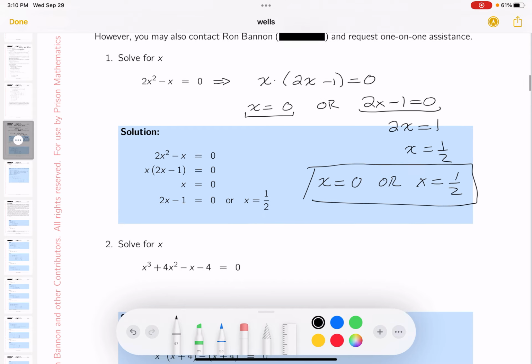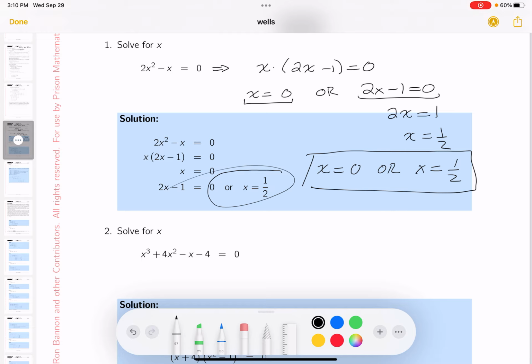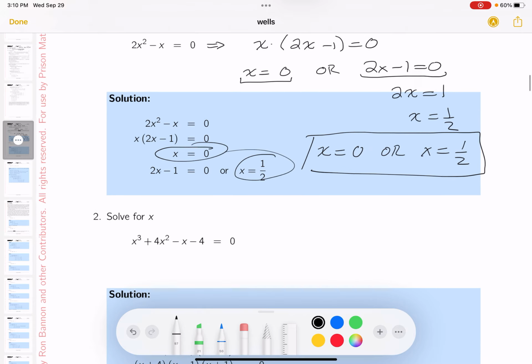All right, look at the key. Make sure you're staring at that. And we are seeing this right over here. Okay? Let's go to the next one. I'm sorry, I forgot, I didn't circle everything. I apologize. I have to erase it. Let me just circle that for you. x equals 0 or x equals 1/2. All right? Let's keep going.